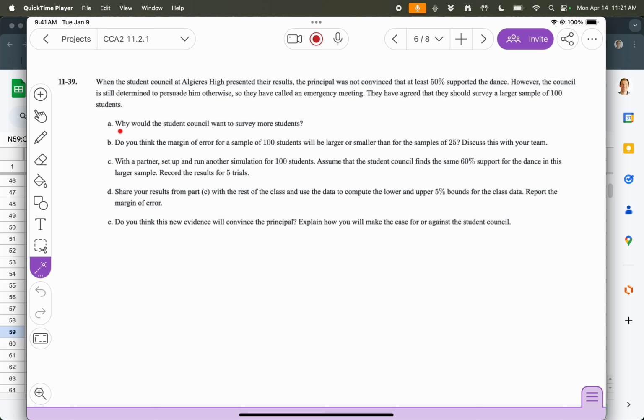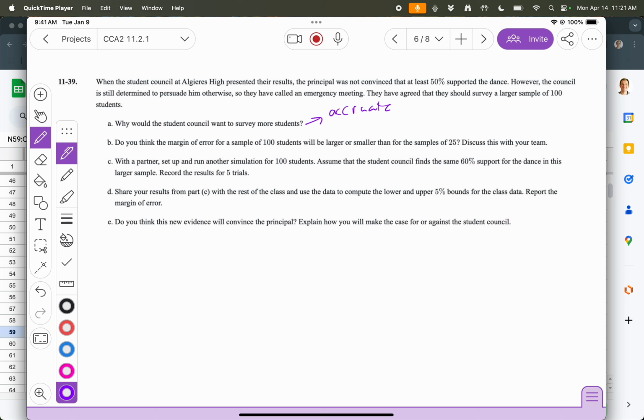So now, why would they want to survey more students? Just thinking about that, you probably get more accurate information because you've got a larger sample size there. So the larger sample will probably give you less margin for error, is the key thing.